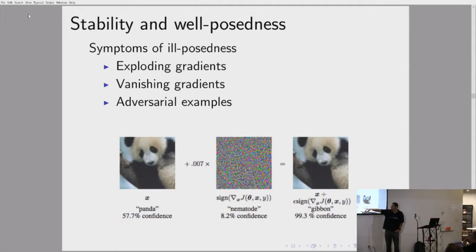You have a panda, which is 57.7% panda. You add something which is 0.007 times this. You look at the image, it doesn't look any different. And it classifies this at 99% to be a monkey. That is not a very nice thing, and that's classical instability, correct? This is classical: I move a small thing over here and I get very far over there.